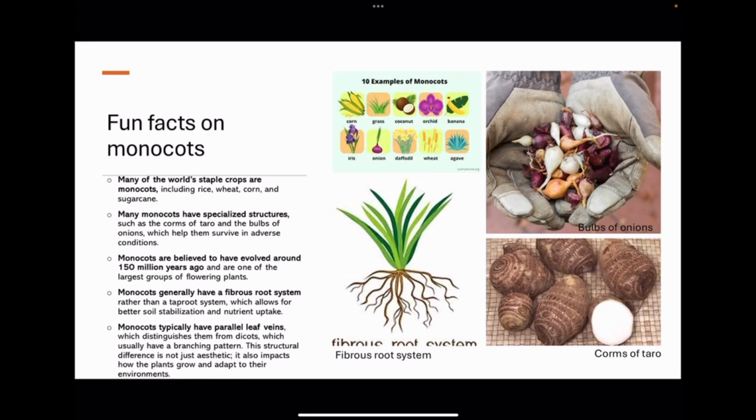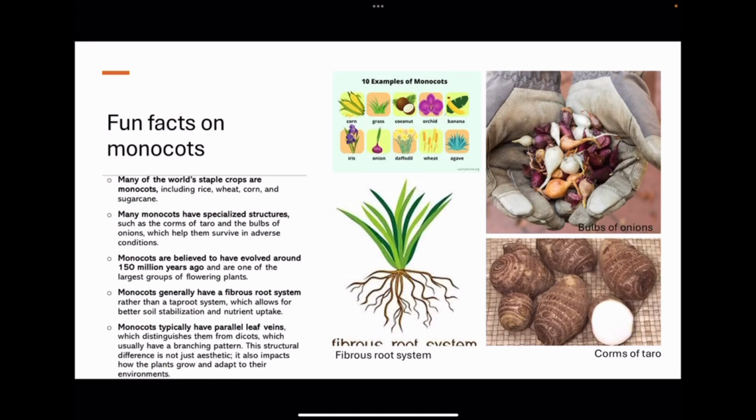Monocots generally have a fibrous root system rather than a taproot system, which allows for better soil stabilization and nutrient uptake. Monocots typically have parallel leaf veins, which distinguishes them from dicots, which usually have a branching pattern. This structural difference is not just aesthetics, it also impacts plant growth and how they adapt to the environment.